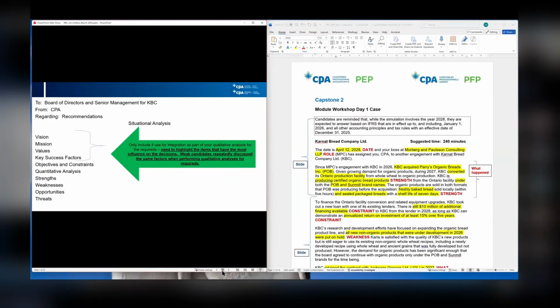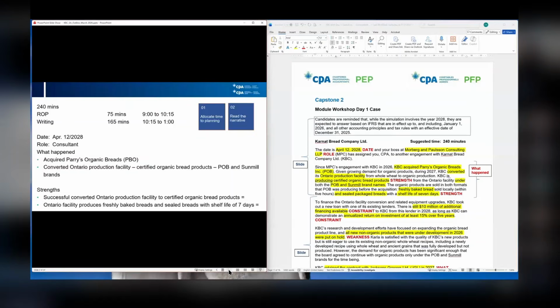And I want to emphasize, I do teach performance management in the professional education program. So I know that a requirement when it comes to performance management is to talk about alignment with mission, vision, and values. However, what you're being tested on here for day one is your ability to determine what the most relevant information is. So now let's start.